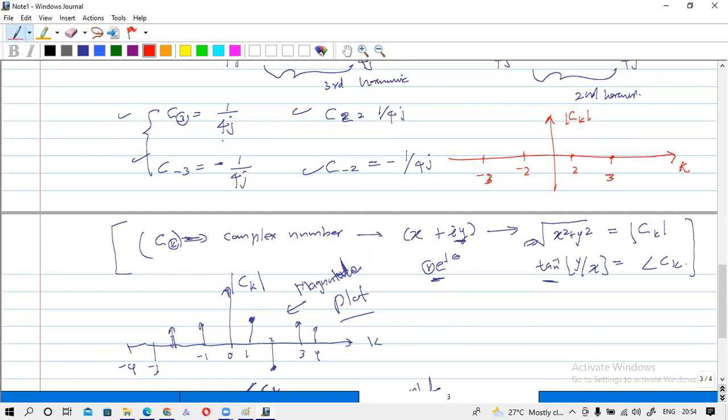I have to find the magnitude of these values. You can see that in this case, these are all pure imaginary parts. Without considering the plus or minus sign, this will be the magnitude, which is 1/4. So here you will have 1/4, 1/4, and here also 1/4, and here also 1/4. So this is the magnitude plot.